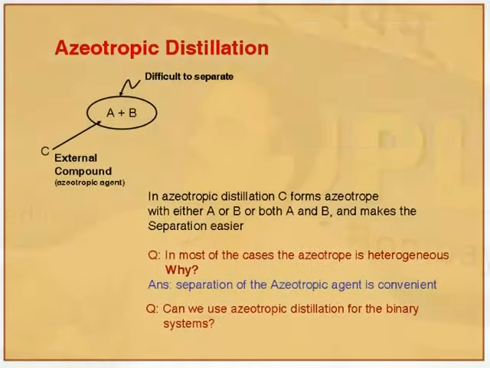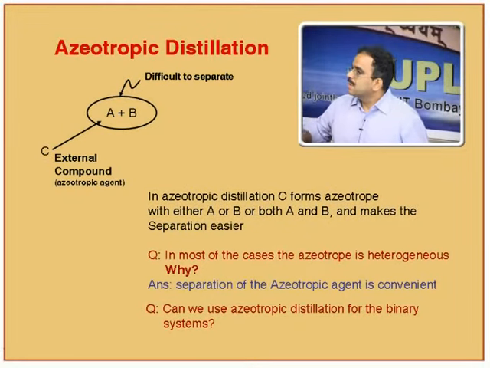Now this is very important: in most cases the azeotrope is heterogeneous. Now we are going to talk about the heterogeneous azeotrope. What is a heterogeneous azeotrope? Phase splitting is taking place. Y is equal to X anyway; the vapors, when they condense at that composition, will form liquid. In a homogeneous azeotrope, you have a single liquid phase; in a heterogeneous azeotrope, you have two liquid phases.